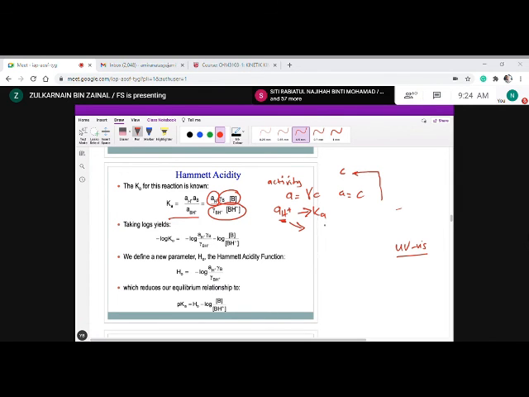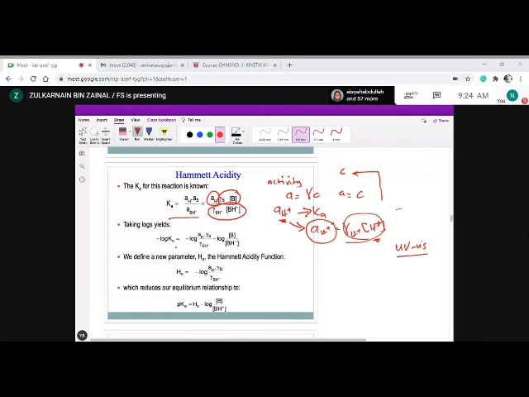By right, you can also change the activity of H plus. The activity of H plus is equal to the activity coefficient of H plus times the concentration of H plus. That should be the way. But we are only interested in looking at the activity of H plus. We are not interested in looking at the concentration. So we just let it remain as the activity of H plus, without changing it to gamma H plus times the concentration of H plus.